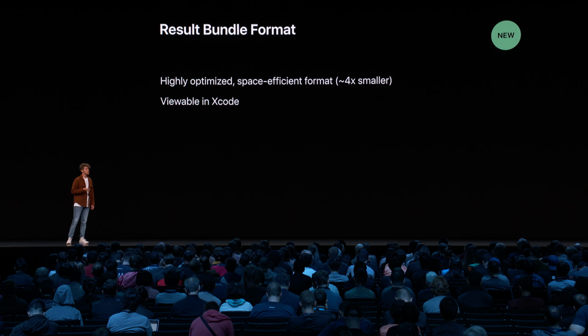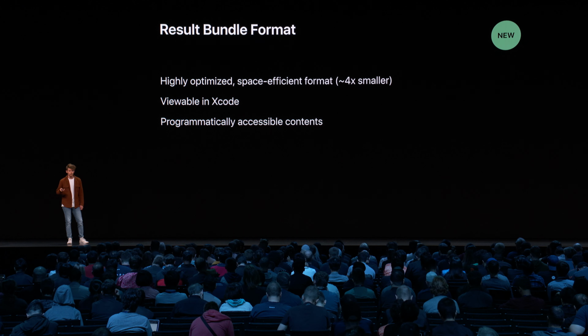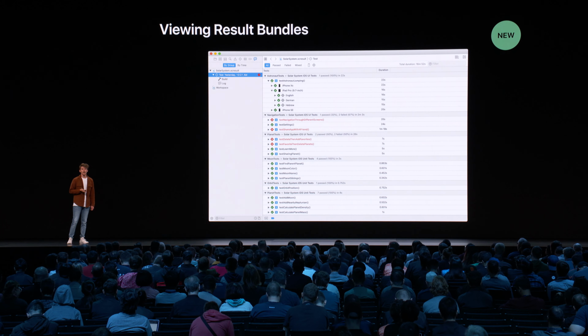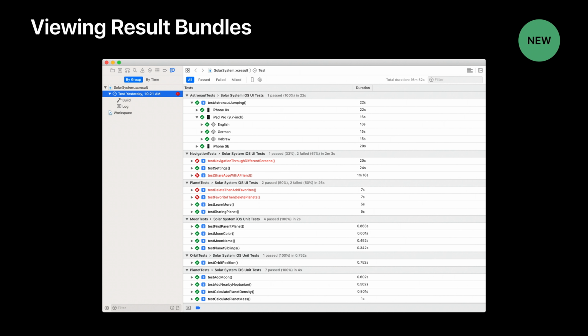Second, it's now possible to open result bundles directly in Xcode, allowing you to easily dig into the results of an integration. And third, for the first time, we are providing a way to programmatically access the contents of the result bundle, which we will be leveraging in our own continuous integration setup. To open a result bundle in Xcode, simply double-click the file to view its contents using the UI that you're already familiar with. See failing and passing tests in the test report, dig into build failures in the build log, and see how you're doing on coverage in the code coverage report.